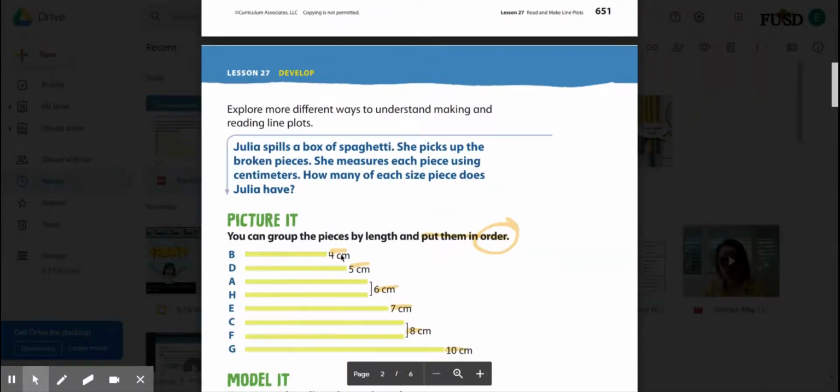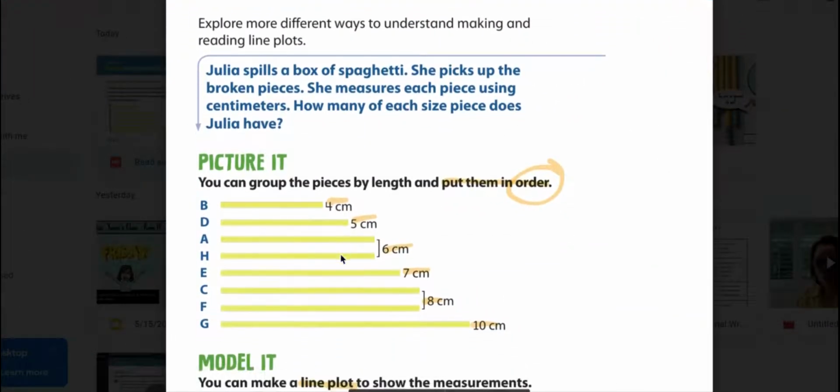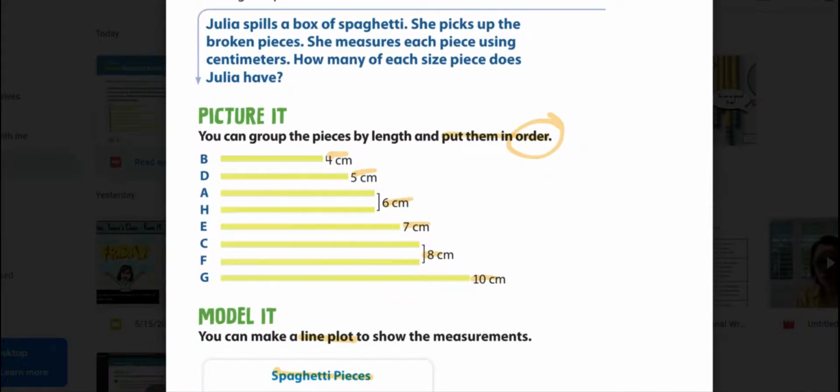All right, let's come down here. This is one of my favorites because it shows us another strategy that we can use. So let's see. Julia spills a box of spaghetti. Let's read it again. She picks up the broken pieces. She measures each piece using centimeters. How many of each size piece does Julia have? Well, it says you can group the pieces by length and put them in order. So it looks like Julia put hers from shortest to longest. So she put them in order.